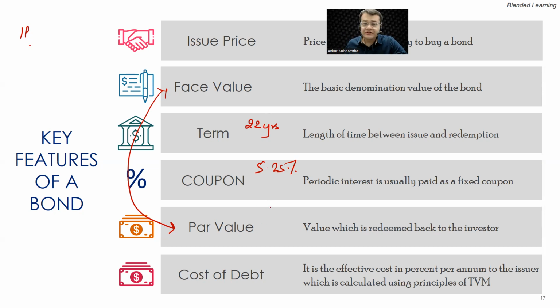Par value is a redemption value, which generally is the face value, but as we discussed, could be different as well. This is where your calculations are going to come in. What is the effective cost of debt? And for that, we need a separate session.